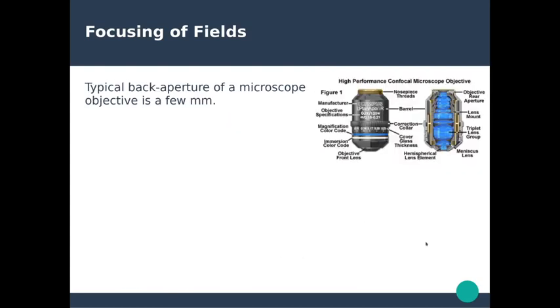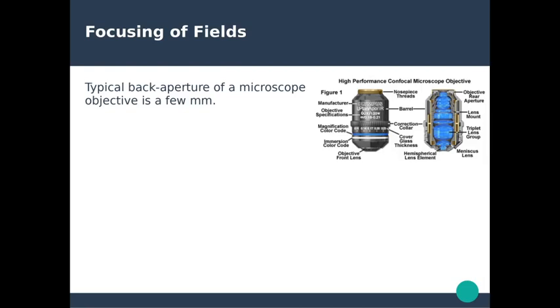Something also we need to consider is the back aperture. So the back aperture of a microscope objective is a few millimeters in size. This is a photograph of a high performance confocal microscope objective, and this is just the cross section that shows the breakdown in terms of optical elements. You see it's very complex. There's a lot of lenses and optical elements in there.